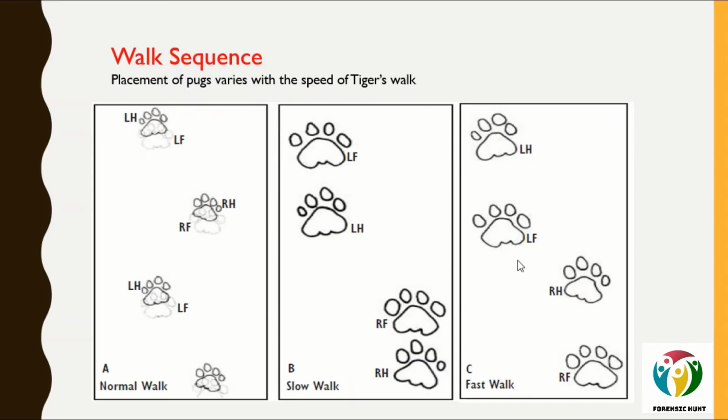Now if the speed is high, the vice versa thing takes place. Hind pug marks fall ahead of the front pug marks during fast or hurried movement. So here you can see that the hind pug mark will always be placed in front of the front pug mark. So this is the case of a fast movement or fast walk.